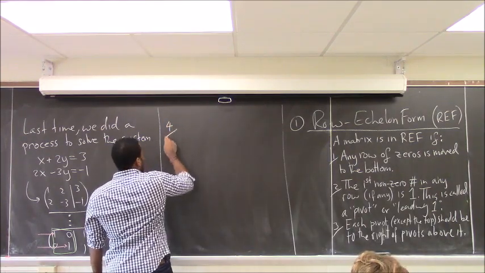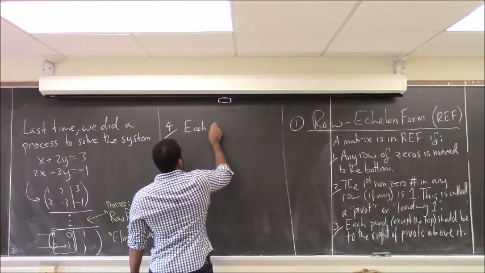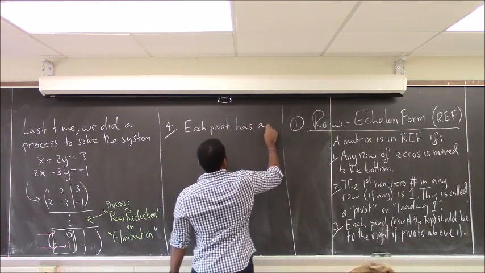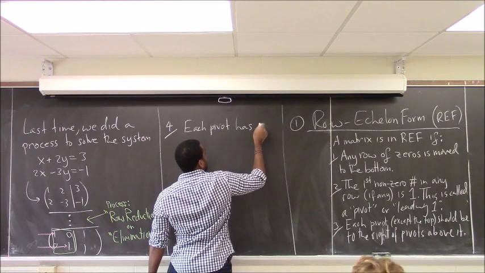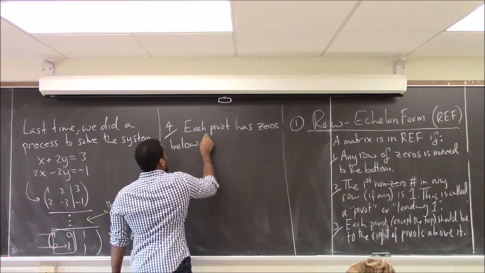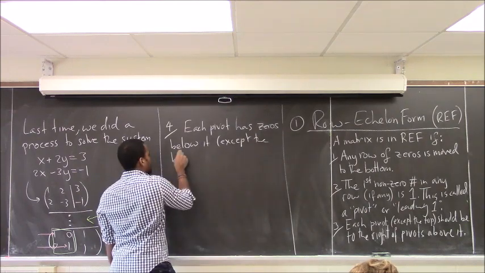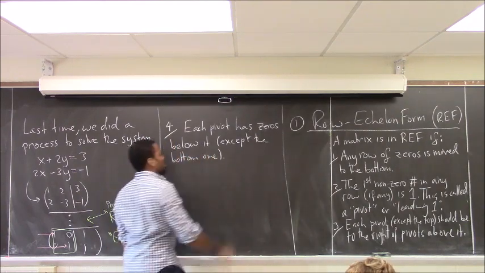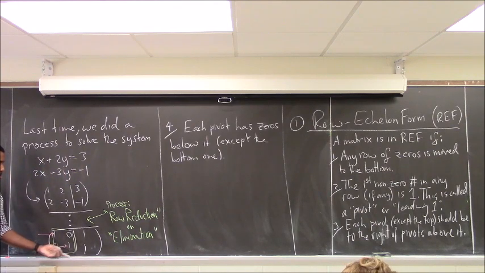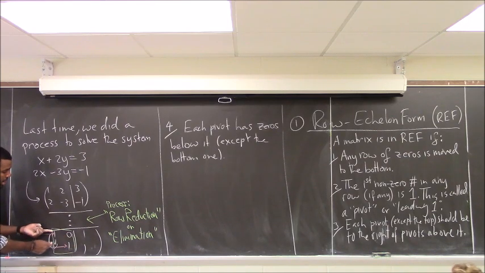And 4. Each pivot has zeros below it, except the bottom one, of course, because there's nothing below the bottom one. Now you'll notice there's nothing below this pivot, so that requirement doesn't apply. However, this pivot, there are rows below it. What you should make sure is that everyone underneath that pivot is a 0, right? So pivots have zeros underneath them the whole time.